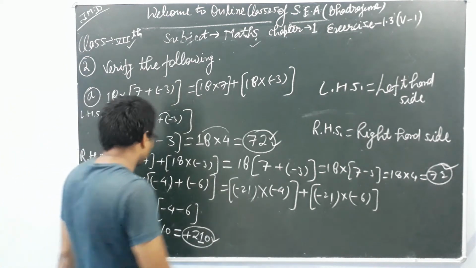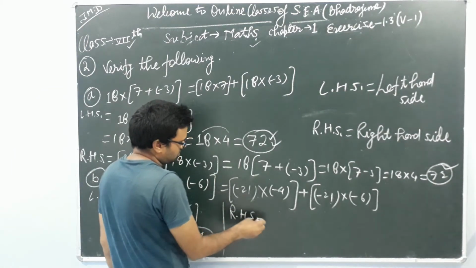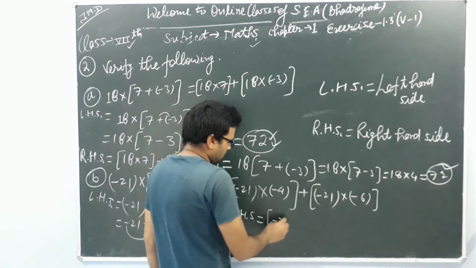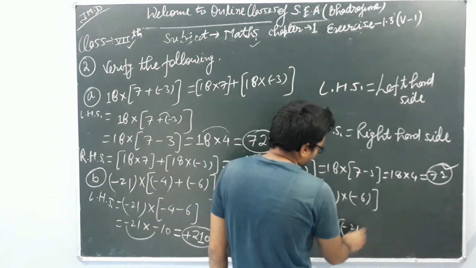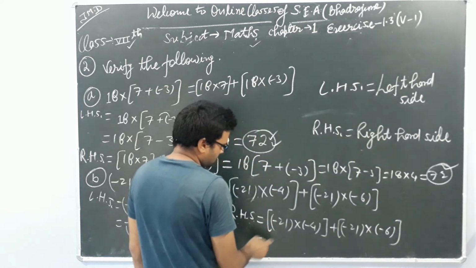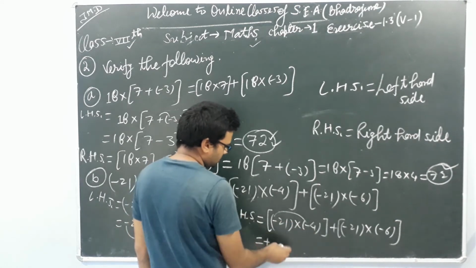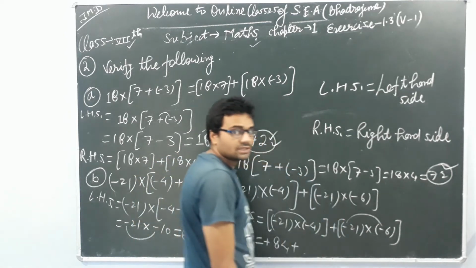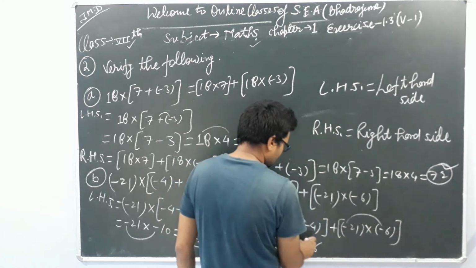Okay, after that in our RHS, this is our RHS, which is minus 21 multiplied with minus 4 plus minus 21 multiplied with minus 6. Whenever minus gets multiplied with minus, we will get a plus, and 21 gets multiplied with 4: 4 ones are 4, 4 twos are 8. And plus, again minus multiplied with minus is a plus, and 21 gets multiplied with 6: 6 ones are 6 and 6 twos are 12.